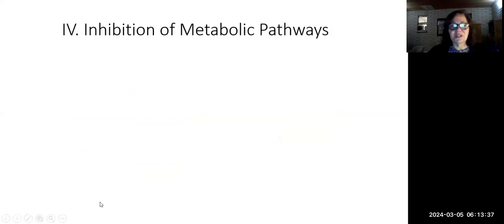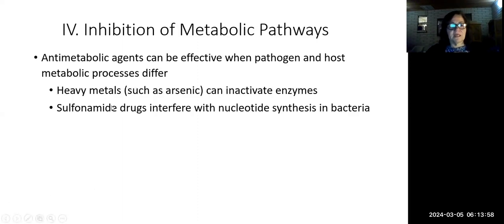All right, and now we will move on to the fourth and final way that antimicrobial drugs can work. This is a kind of catch-all category: inhibition of some other reaction or series of reactions in the microbe, something that's going to be different between the microbe and us, the human cells. You can do that if you can identify a pathway that's going to be different between the pathogen and the host, which is not always the case.